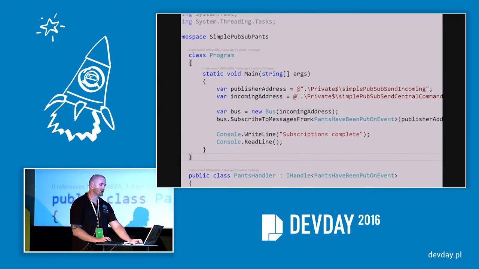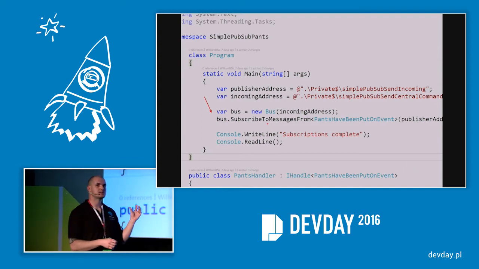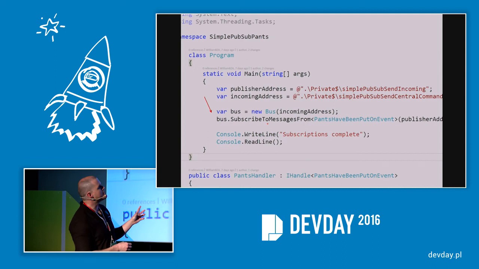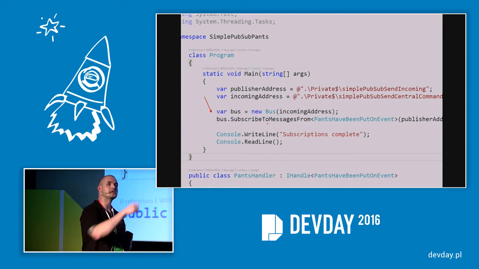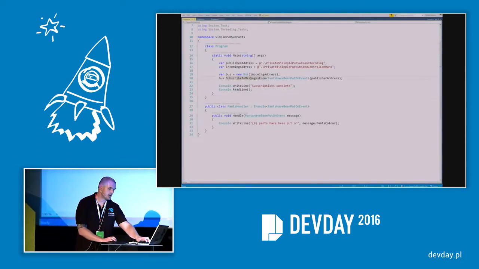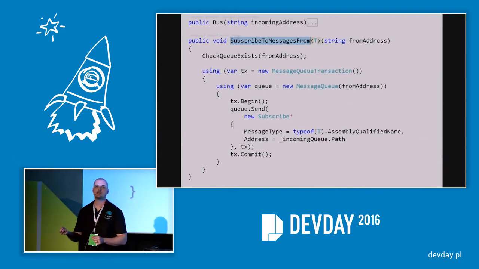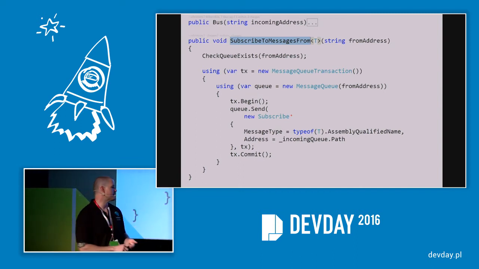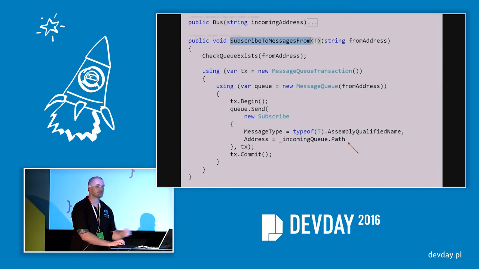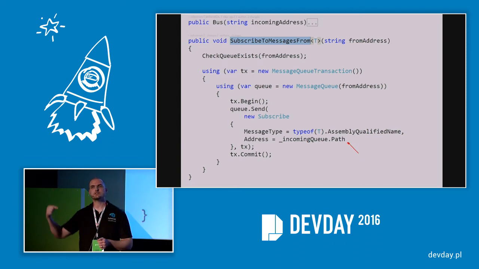The subscribers do almost exactly the same. They create a new instance of bus, and then they call a method, subscribe to messages from. So our subscriber over here wants to listen to pants having put on events. And remember, we know where events come from, so we can send a control message to that endpoint to subscribe. So when we actually call subscribe to messages from, underneath the covers, all we're doing is sending a message to that endpoint saying, when one of these messages occurs, let me know about it, and here's my incoming address. And then on the sender side, it just keeps a record of the types and those destinations where those events must go.